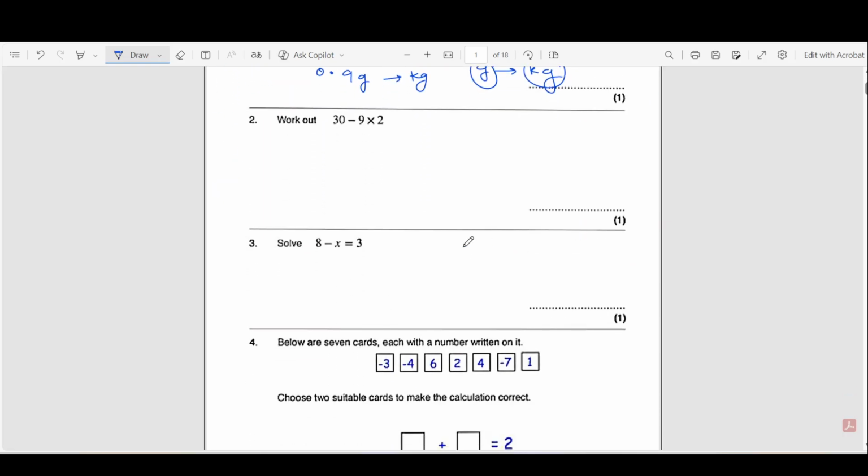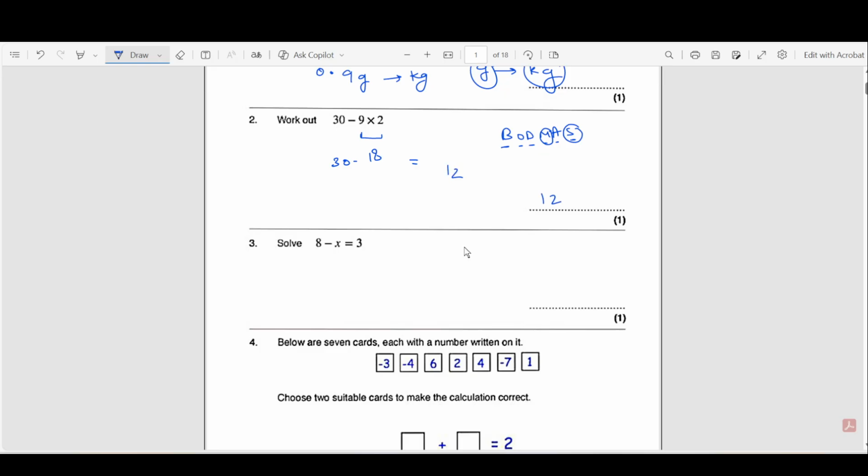Next is work out 30 minus 9 times 2. Basically here, if you remember BODMAS, this is brackets, others, division, multiplication, addition and subtraction. So multiplication is before subtraction, right? So first we multiply 9 times 2, 18. So we have 30 minus 18. If we just subtract it, you will get 12. So the answer is 12.